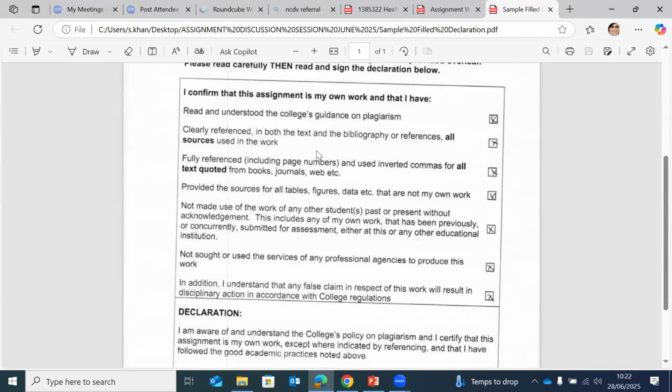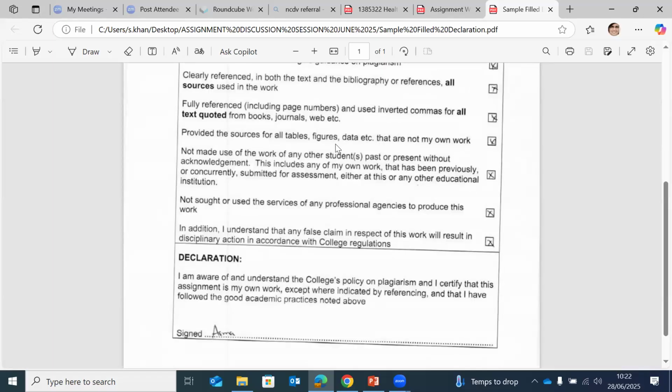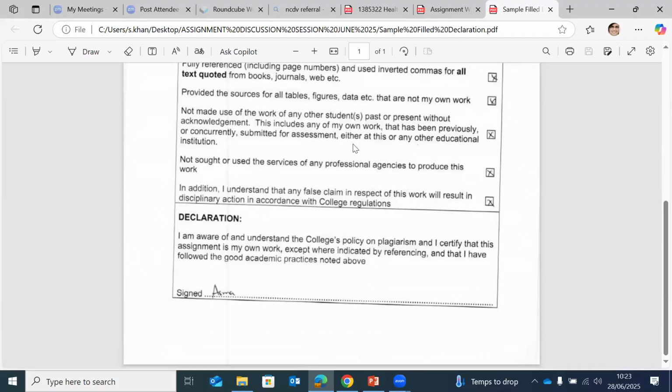You clearly reference both in text and bibliography, all references, all sources used in the work. You tick that. Fully reference, including page numbers, and use inverted commas for all text quoted from books or journals. You've provided the sources for all tables, figures, data that are not your own work. You have not made use of work of any other student, past or present, without acknowledgement. This includes any of my work that has been previously or concurrently submitted for assignment.